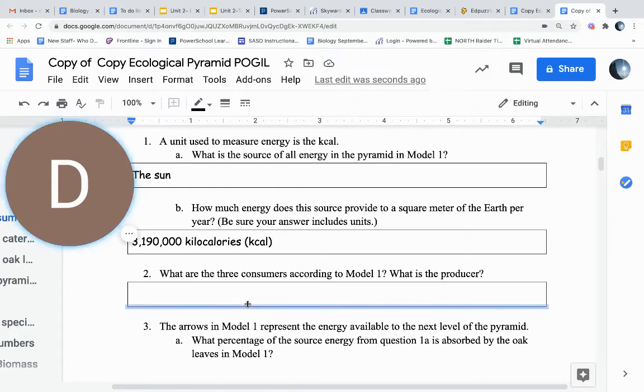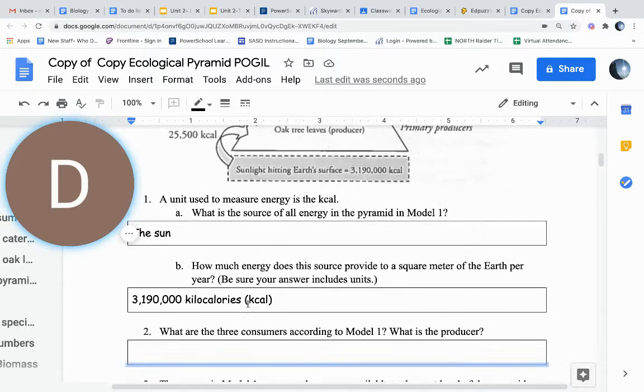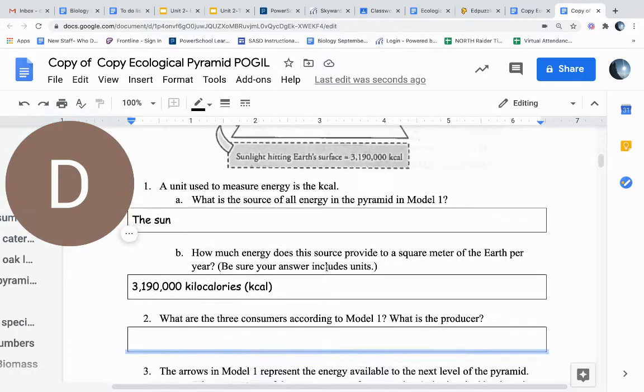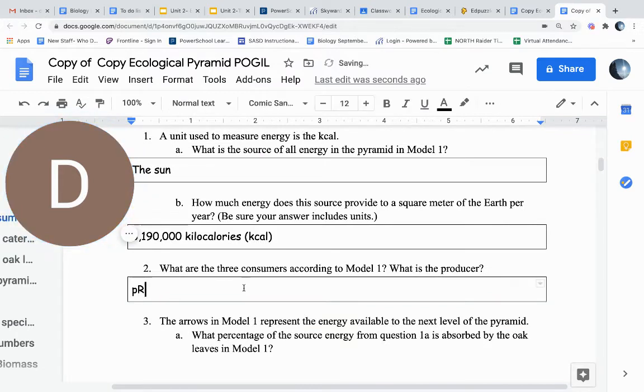What are the 3 consumers according to Model 1, and what is the producer? All right, so first let's start with the producer. It tells us right here on the side of our pyramid. So the oak tree leaves are the producer.